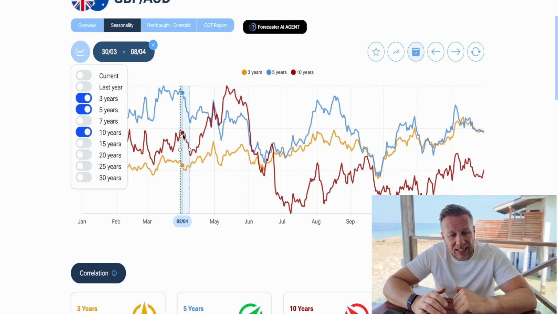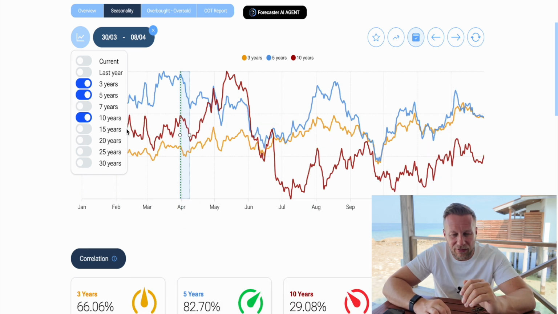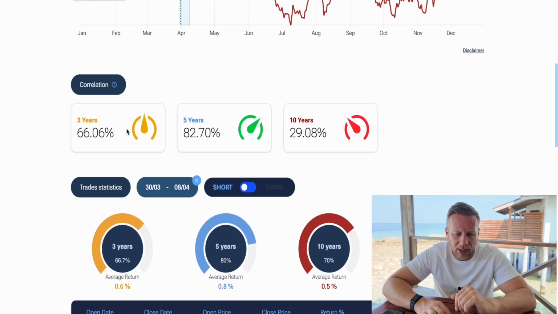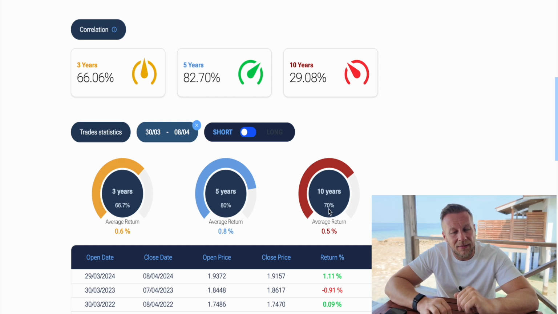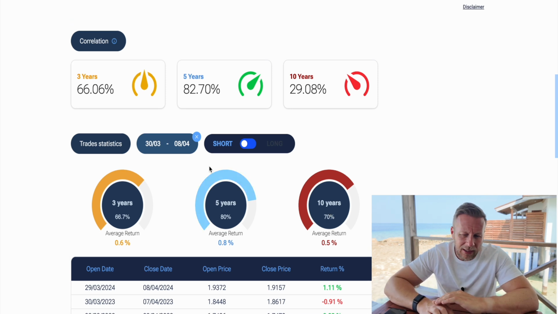So over the last 10 years, over the last 5 years, 3 years, you can even bring on the 20 years if you want really lots and lots of confirmation. You can see that we're bearish there as well. I'm just going to go with these three for now, because I don't want to scatter the page too much. And you can see that we're all above 60%, 66%, 80%, 70%. Now that's a 0.6, 0.8, 0.5% return in that week. So we can do 0.5% in a week. That's pretty good.